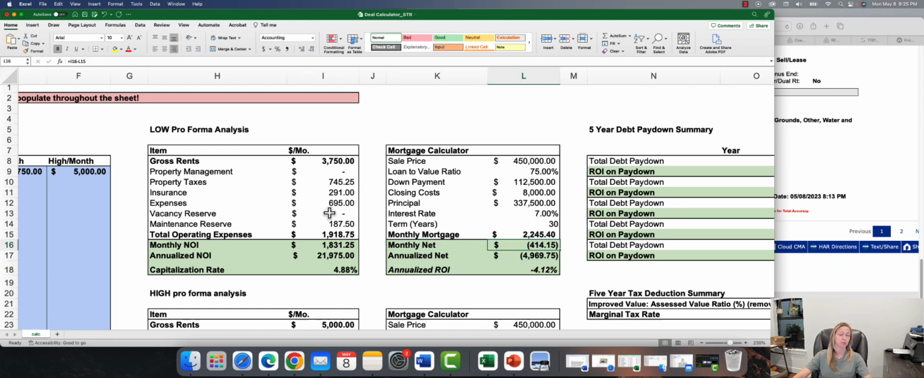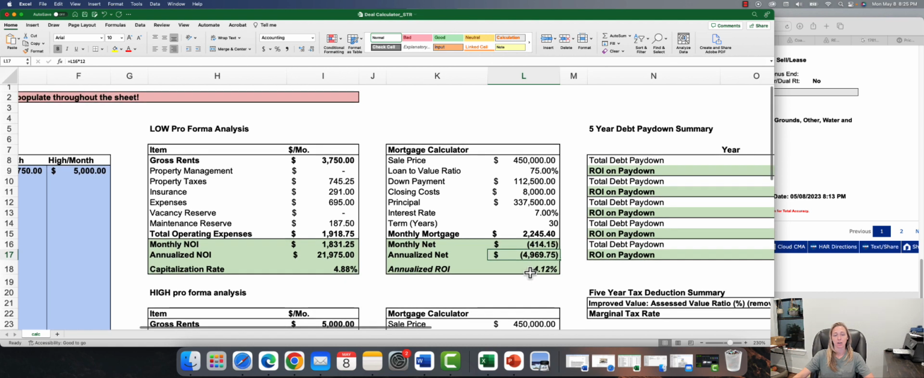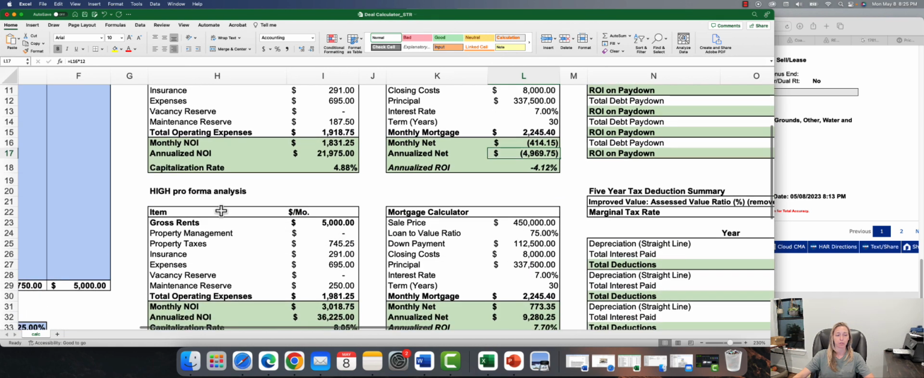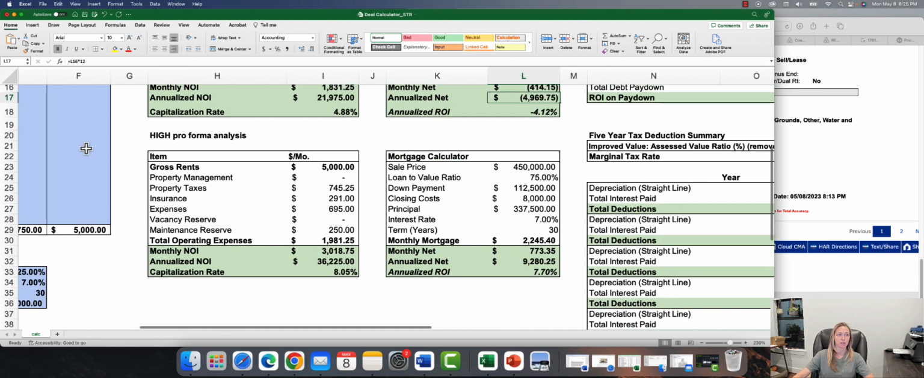So if you don't run your Airbnb well, it can be at a negative cash flow of $414 a month, with an annualized loss of $5,000. For a high pro forma, that's going to be your $60,000 property, which we saw on PriceLabs is very attainable, and multiple properties are doing it, and doing it well.